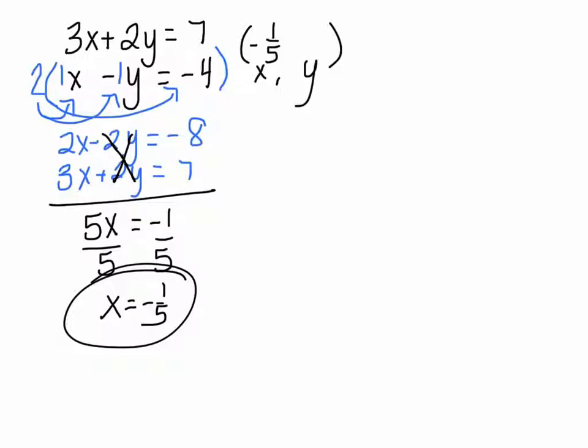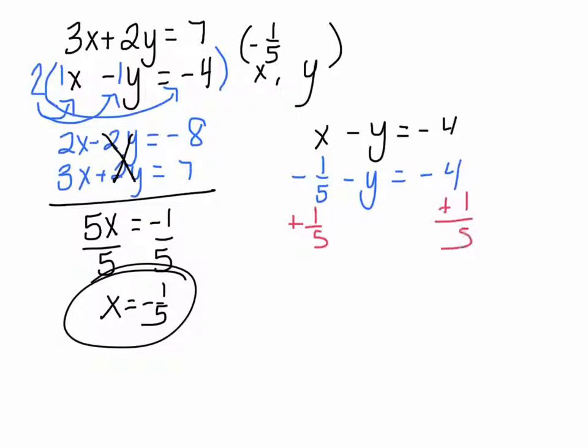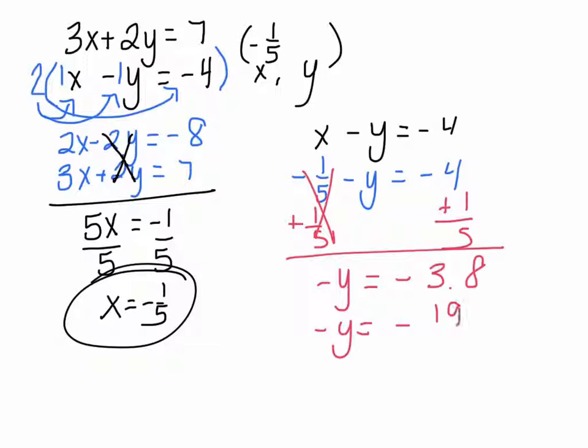So now I can go back to any one of these equations. I'm going to go back to the x minus y equals negative 4. And what I'm going to do for x is plug in negative 1/5. Then I'm going to solve for y. I'm going to add 1/5 to both sides. Those will cancel, and negative y equals negative 4 plus 1/5. When I do that, I get negative 3.8, or I can write that as negative y equals negative 19/5.